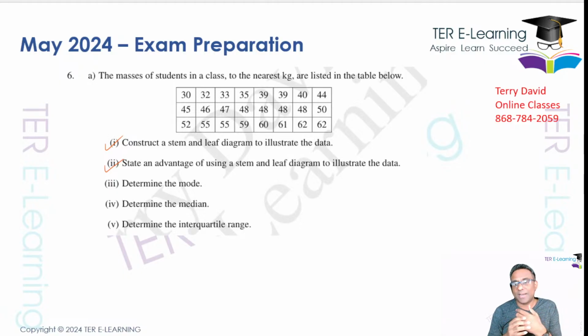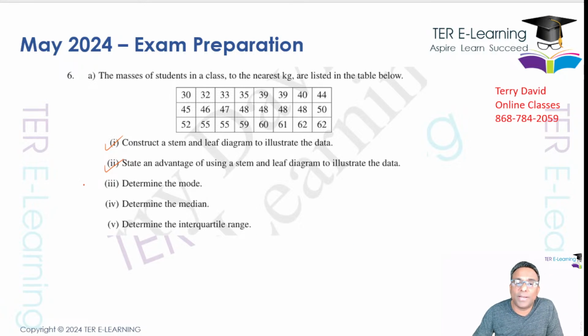Now, the stem and leaf diagram is good for a small data set. When the data gets very large, we don't want to use a stem and leaf. It's very easy to construct. Yes, I've seen some answers in the chat there. Any valid reason you all give will be fine.